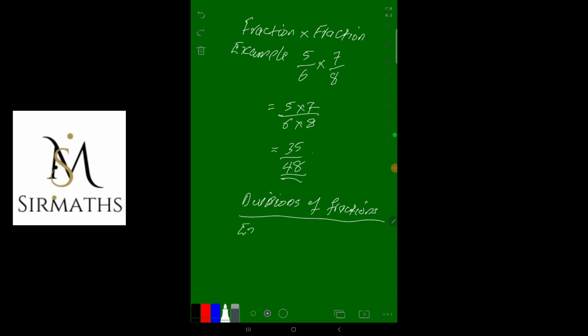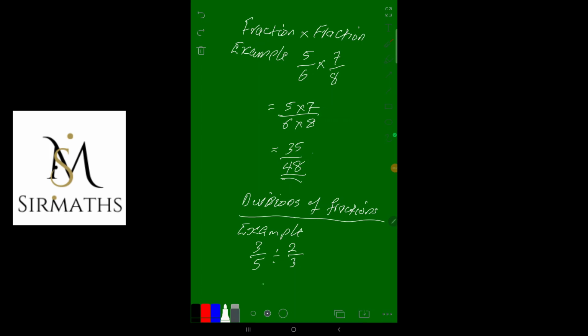Example here. Three over 5 divided by 2 over 3. When dividing a fraction with a fraction, the divisor will be inverted. In other words, you divide a given fraction by the reciprocal of the second fraction.